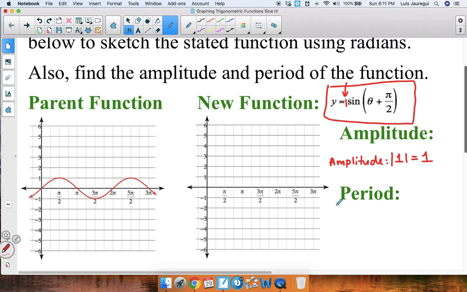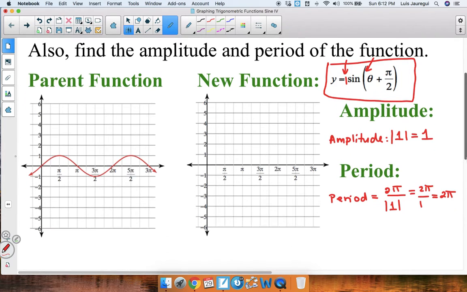In terms of the period, one has to take the period of the parent function and divide that by the absolute value of the coefficient of theta. Since we're dealing with the function involving sine, we take the period of sine, which is 2 pi, and we are going to divide that by the absolute value of the coefficient of theta. Again, in this case, the coefficient of theta happens to be an implicit 1. So we take the absolute value of 1 here, and the period becomes 2 pi divided by the absolute value of 1, which is 1. Thus, you get that the period is 2 pi radians here.